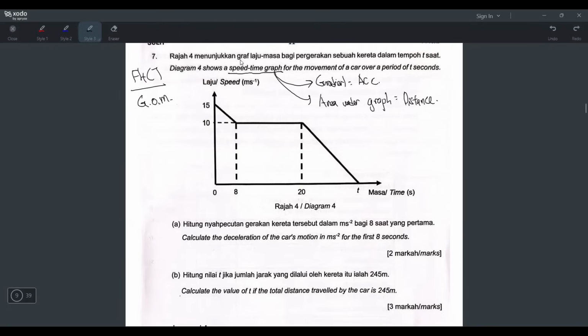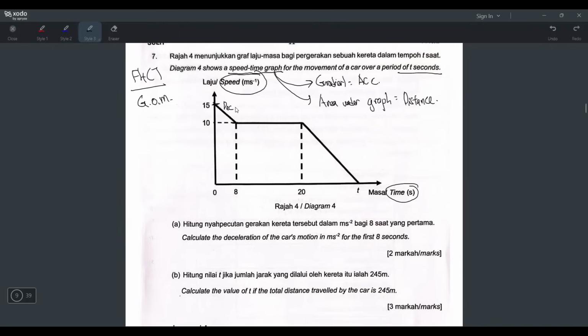Okay, let's come back here. Speed time graph. So for the movement of a car over a period of t seconds. Okay, let's observe the diagram. So I can see the x-axis is time in second, speed is meter per second. Okay, that's good. The SS got matched here. Okay, but this one is m/s, this one is s. Okay, but it's good that they are both in second. And you can see the first 8 seconds. 8 saat yang pertama, what happens here? The speed goes from 15 to 10. So the speed is decreasing.